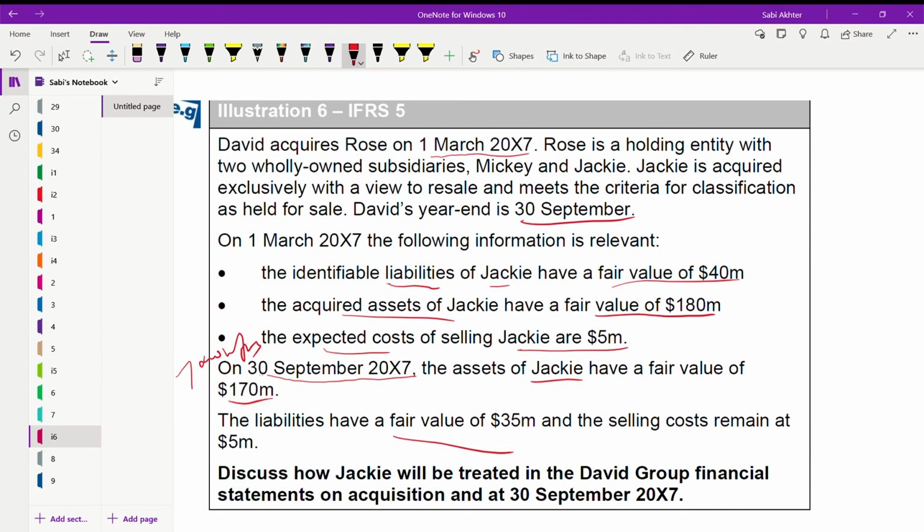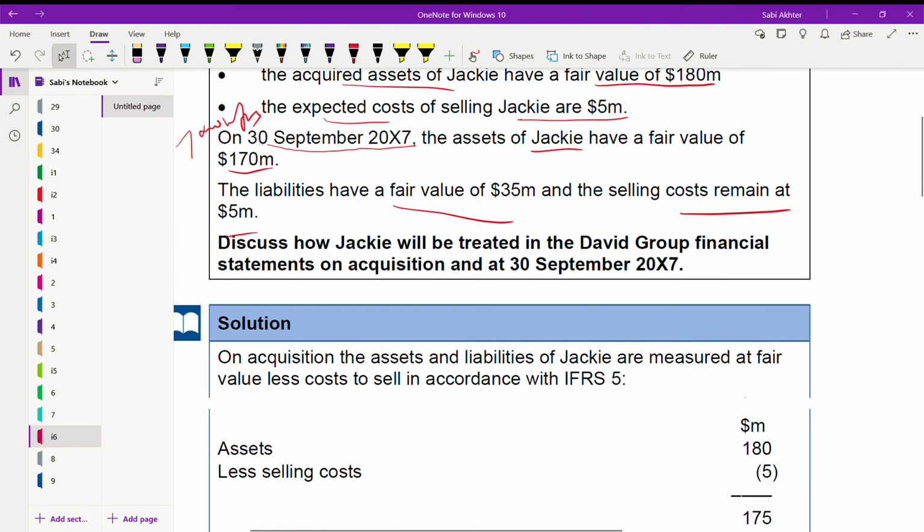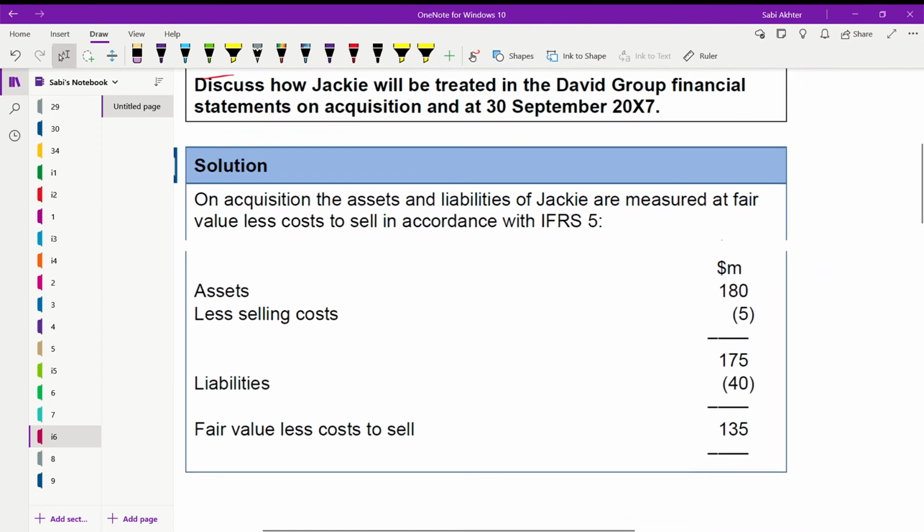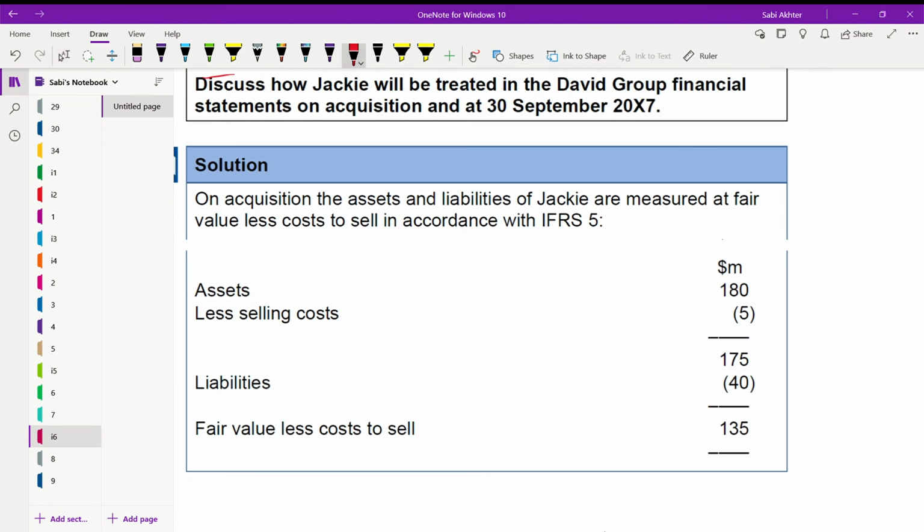The selling costs remain at 5 million only. So asset and liability changed. Discuss how Jackie will be treated in the David's Group financial statements on acquisition. So, on acquisition, the assets and liabilities of Jackie are measured at fair value less cost to sell in accordance with IFRS 5. Because if it meets the definition of IFRS 5, how should you record it? Assets and liabilities? Fair value less cost to sell.